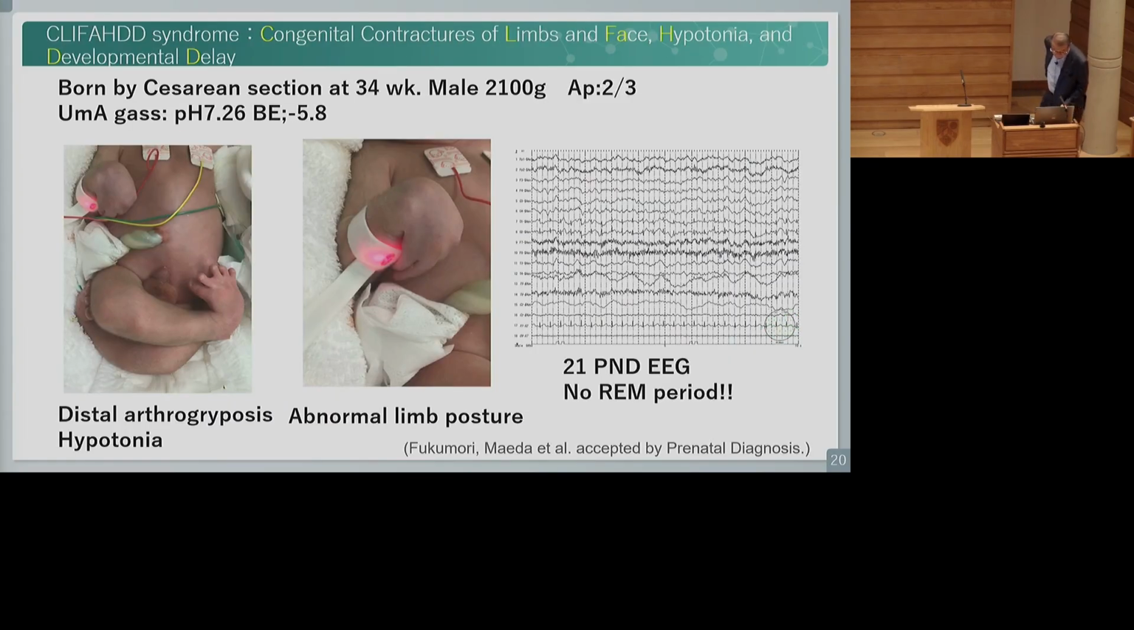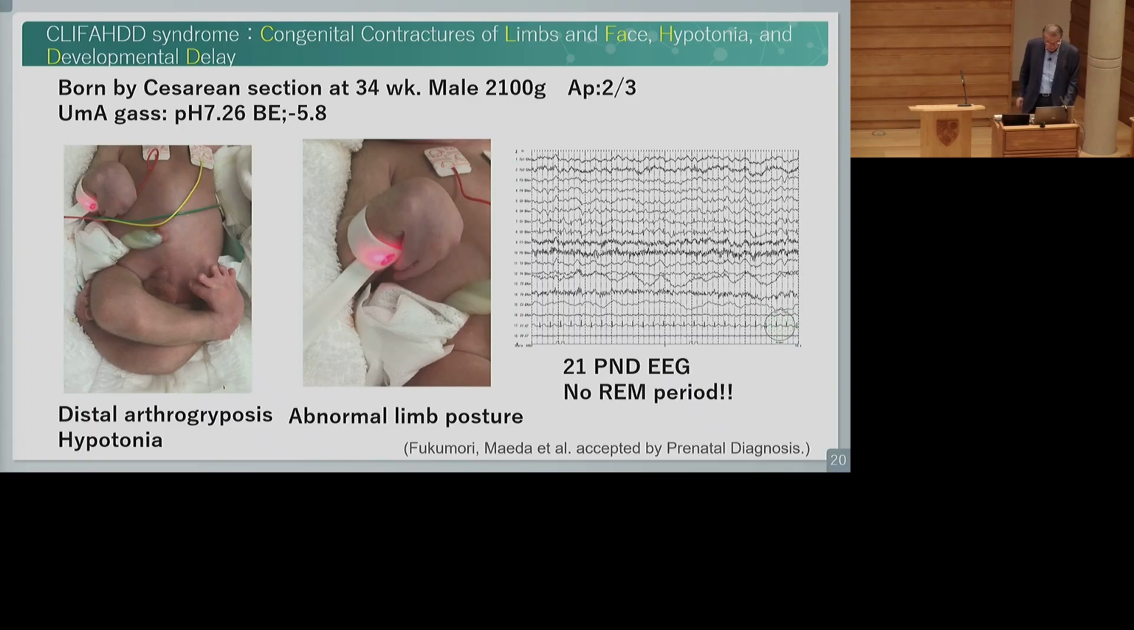The infant was delivered at 34 weeks by cesarean. He demonstrated distal arthrogryposis, hypotonia, and abnormal limb posture. EEG, electroencephalography, performed at 21 days after birth, showed complete absence of REM sleep.